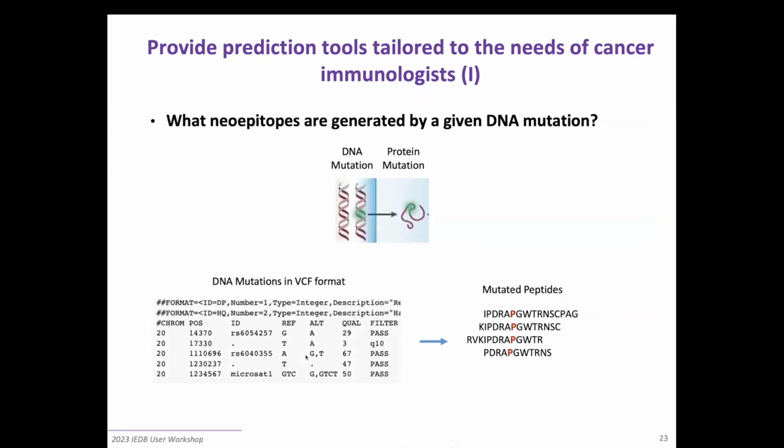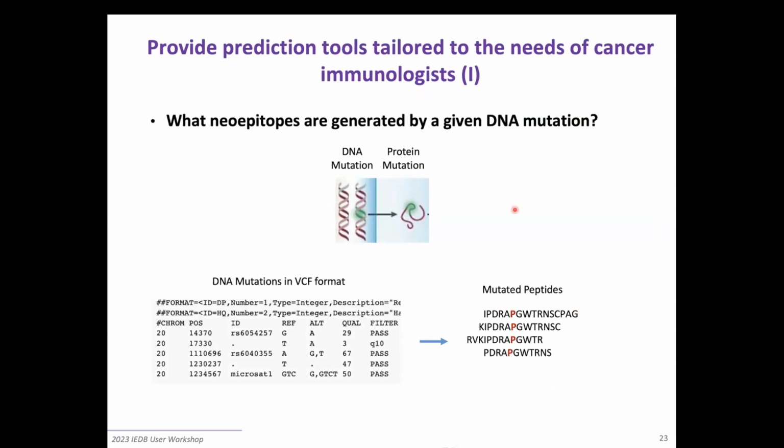For the second goal of providing tools tailored to the needs of cancer immunologists, we also have 2 tools currently in the pipeline. So the first tool that we worked on asks what neoepitopes are generated by a given DNA mutation. So as we know, the DNA mutation occurs in the DNA and then is translated to a mutated protein, which can generate mutated peptides.